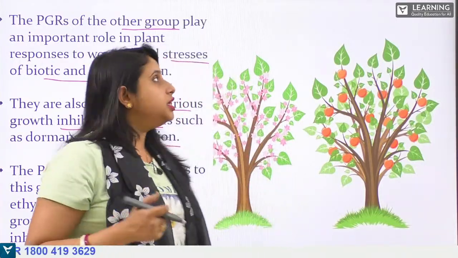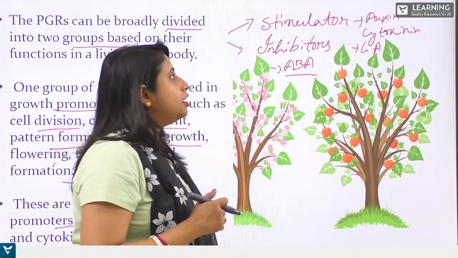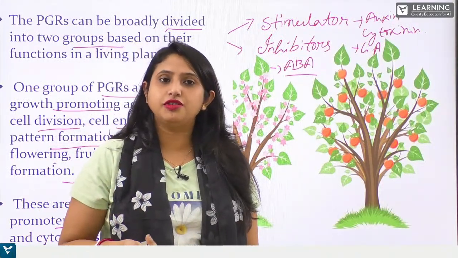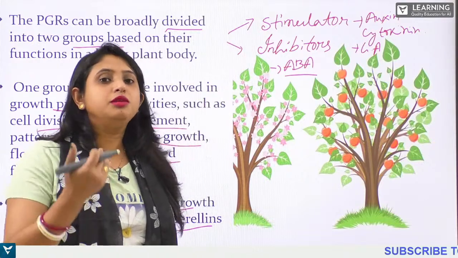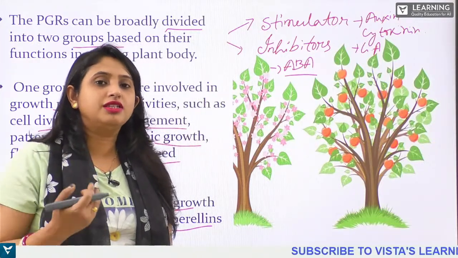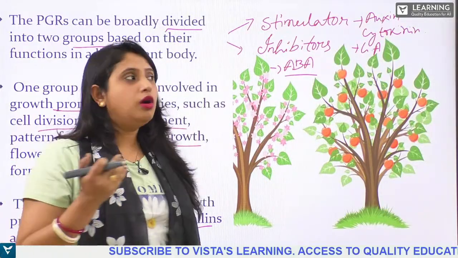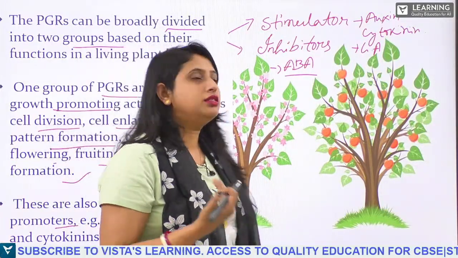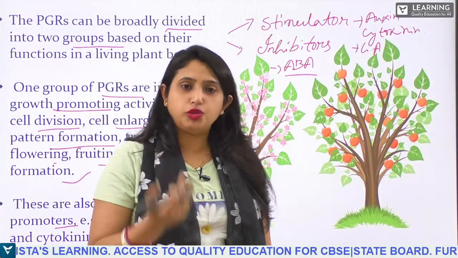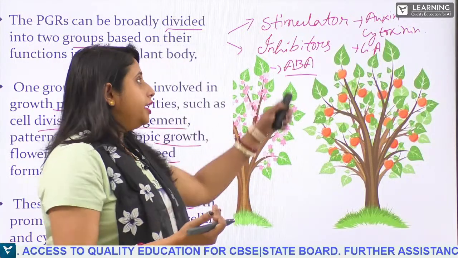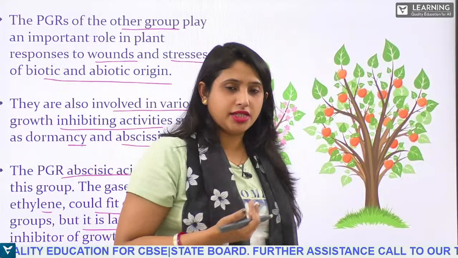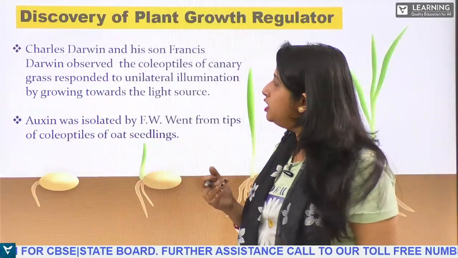Now see here, plant growth regulators are mainly classified into two groups: stimulators, which stimulate growth, and inhibitors, which stop growth. Now what hormones come in stimulators? That is auxin, cytokinin, gibberellic acid. And in inhibitors, the abscisic acid.